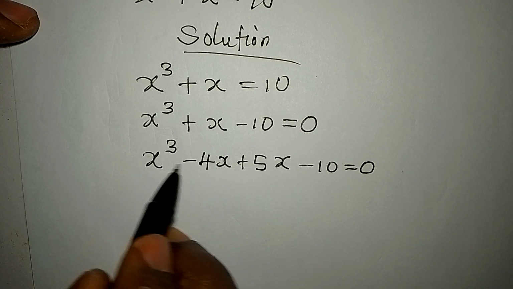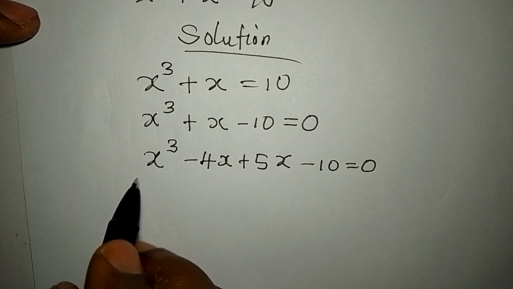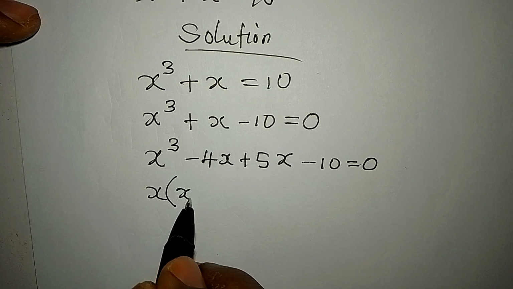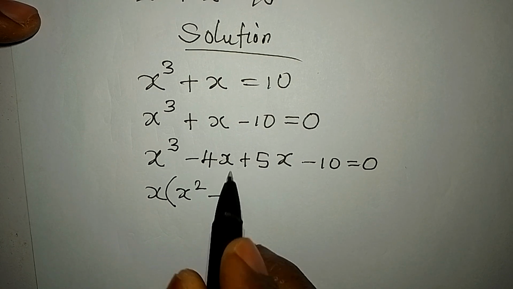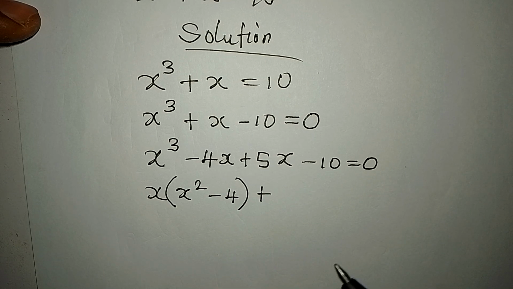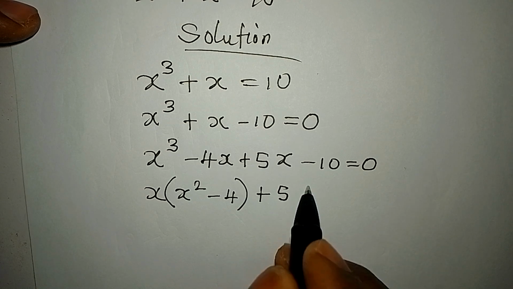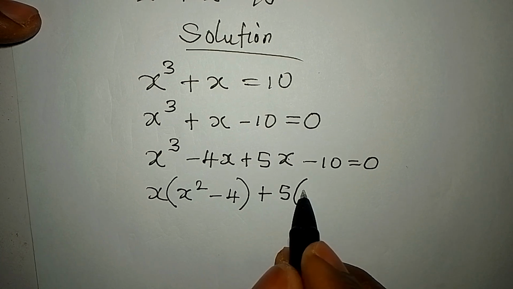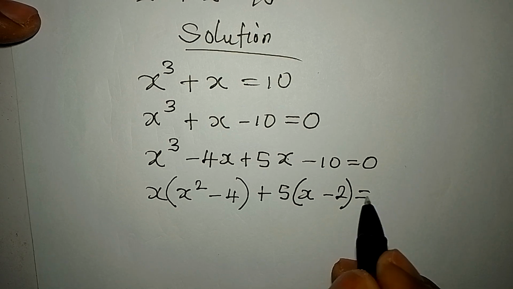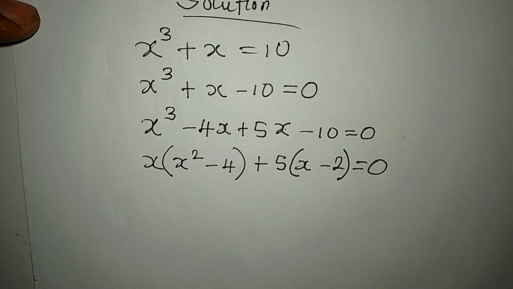Now, we're going to group these two and factorize these two. So in place of this, what is common to them is x. Then here we still have x squared, then minus 4. Then we have plus, what's common to these two is 5. So I'll write 5, open bracket. Here we have x, then we have minus 2. Then we equate everything to 0.